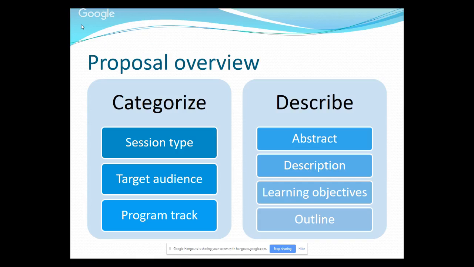So I divided the program proposal up into 2 halves, your categories and then your description. So the first thing you're going to want to do is categorize your program. You're going to want to talk about your session type, your target audience, and your program track. And then the second half of the program proposal, what you're going to want to do is talk about the description of your program, which includes the abstract, which is what all of the participants will see in the program, a detailed description for the program task force reviewers, learning objectives for your program, as well as an outline.